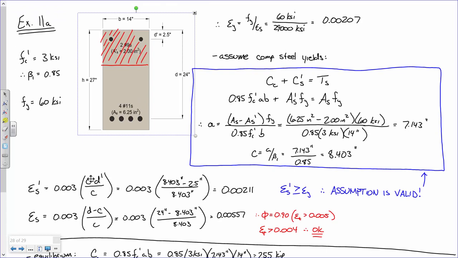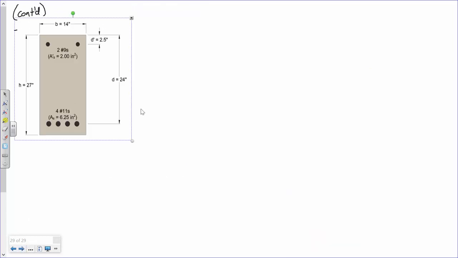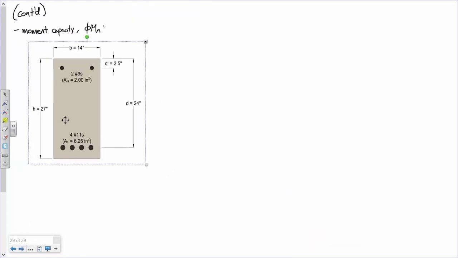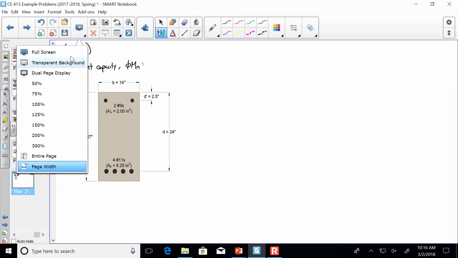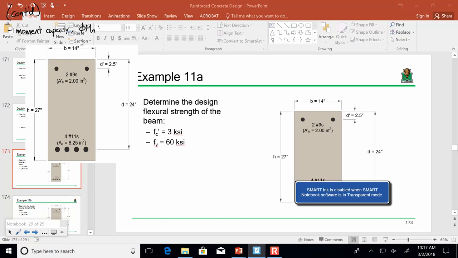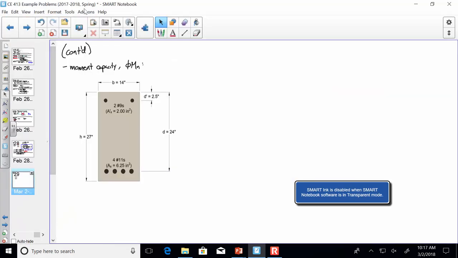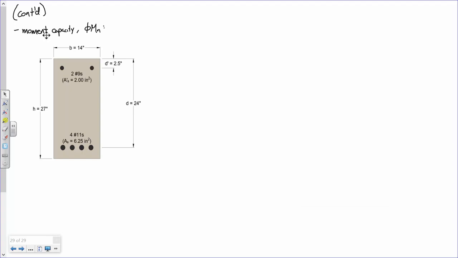All right, I'm going to be lazy, and I'm going to borrow this, okay? Oh, that's not what I meant to do. That is definitely not what I meant to do. That's what I meant to do. Okay, so remind me, C_c was what? Like 255, was it? This was 255 kips, and yep. And C_s prime was 120.